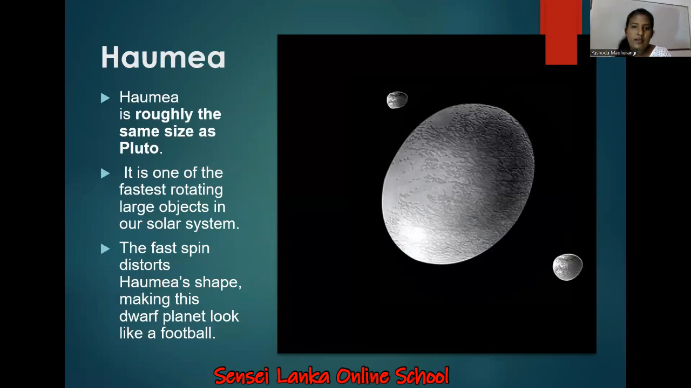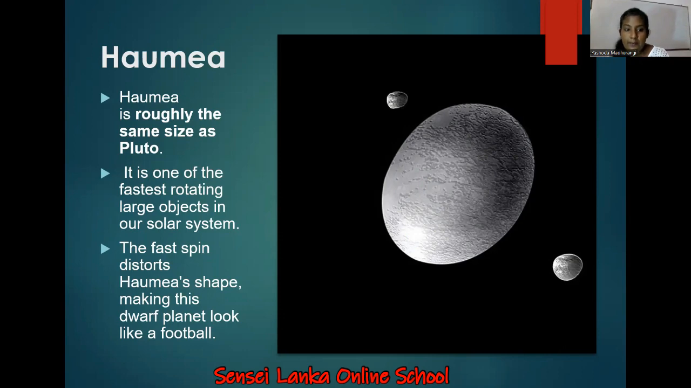So my dear children, now look at this picture. It is a picture of Formia. Look at the shape of it, just like a football. Formia is roughly the same size as Pluto. It is one of the fastest rotating large objects in our solar system.